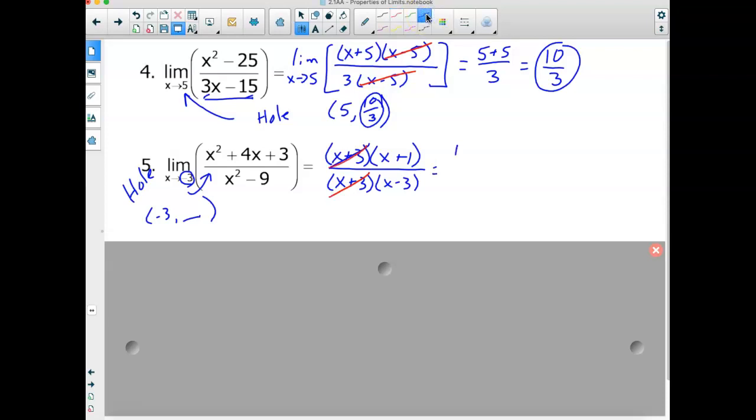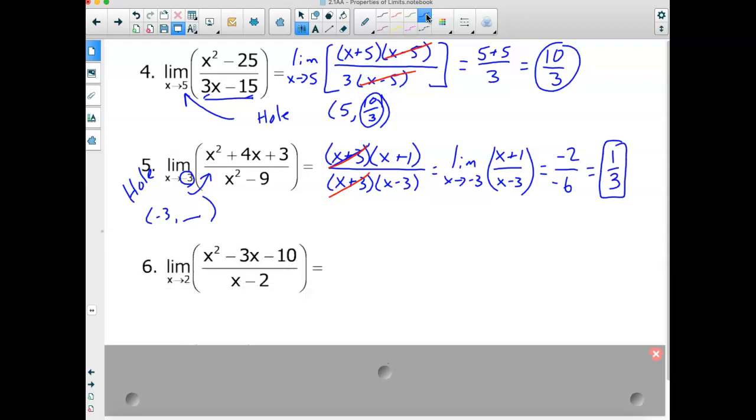That means we're really looking at the limit as x approaches -3 of x plus 1 over x minus 3 equals -3 plus 1. What do we get there? Or did I do something wonky and crazy there? I don't think so. I get -2 over -3 minus -6. I get, you guessed it, a turd. Okay? A turd.